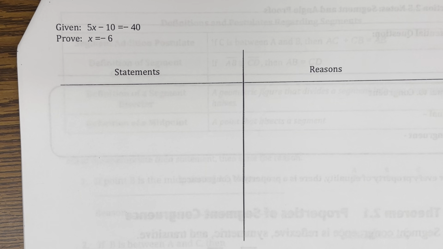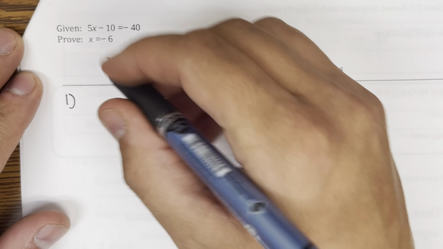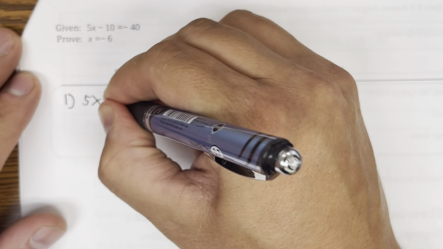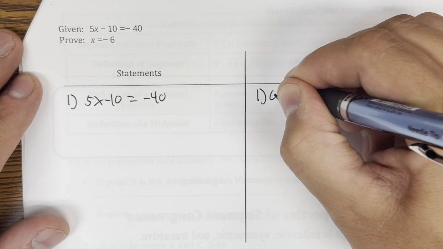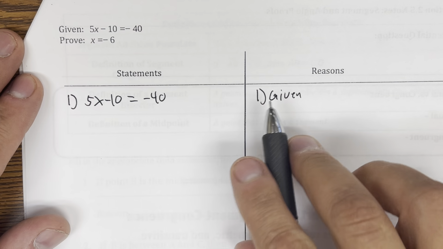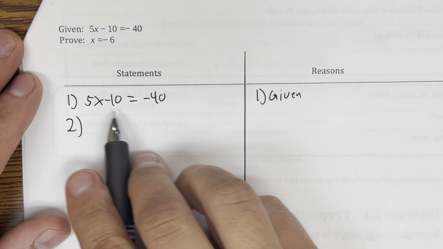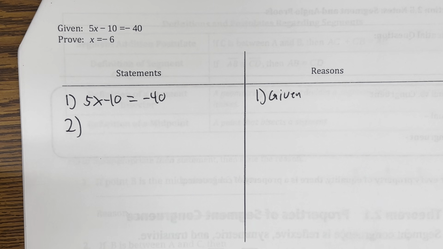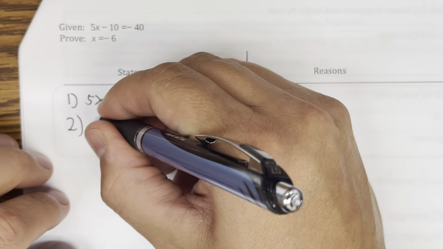Statements, reasons, justify each step. I will number each step. So step 1, start with what we know. We know that 5x minus 10 is equal to negative 40. That is given. Notice I number both sides. Step 1 is given. Step number 2, for me to solve, first thing I'm going to do is I'm going to add 10. Now, I'm not going to show that I'm adding 10. I'm going to do that in my head. Plus 10 cancels. Plus 10 gets us negative 30.